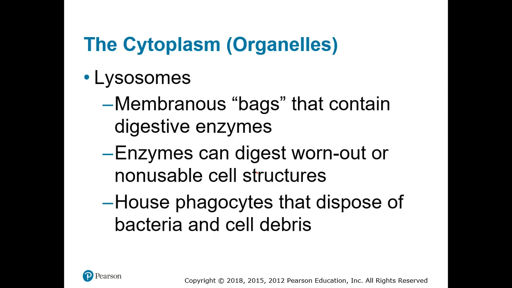Then there are some things the Golgi decides we don't need anymore, and she might send them to something called lysosomes. Lysosomes are going to be membranous bags that have digestive enzymes. So whenever a cell has parts that wear out or things that they don't need, it's going to be engulfed by a lysosome, and the enzymes in it are going to break down that structure into things that we're able to use. This also includes any bacteria or debris that get in the cell. They let out some phagocytes, which is a type that is going to dispose of things.